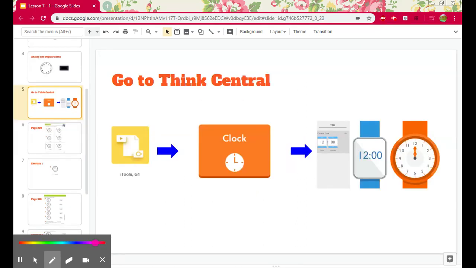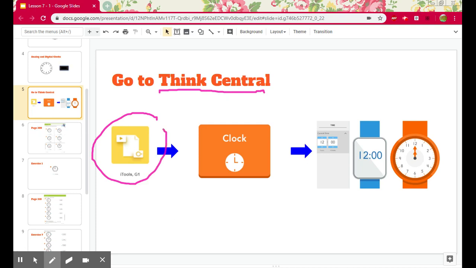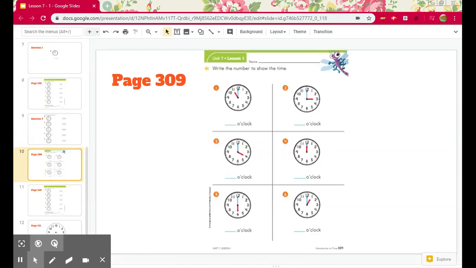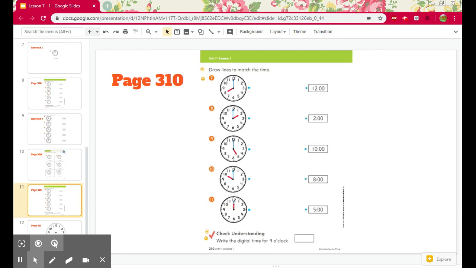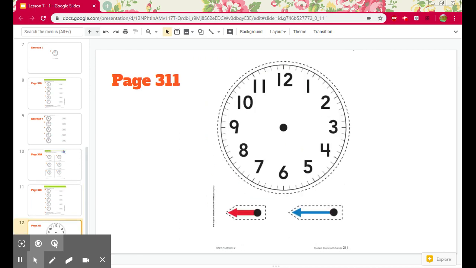If you would like to practice using a virtual clock online, please log into your Think Central account, select iTools, the clock, and then you found the right place. Please finish up today's lesson by working on pages 309 and 310 in your student workbooks. If you would like, please open up to page 311 in your student workbook to find your very own practice clock. Thank you.